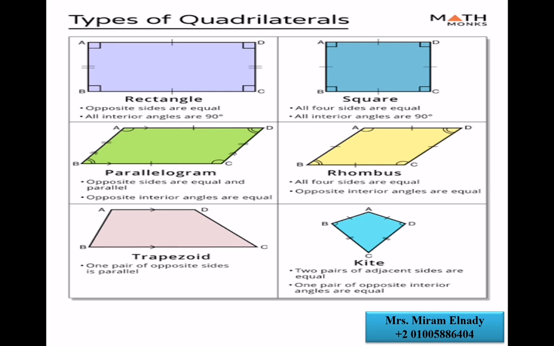What about the trapezoid? Once you hear the word trapezoid, you need to remember that it has only one pair of opposite sides that are parallel, or one pair of parallel sides. Trapezoid has one pair of parallel sides.